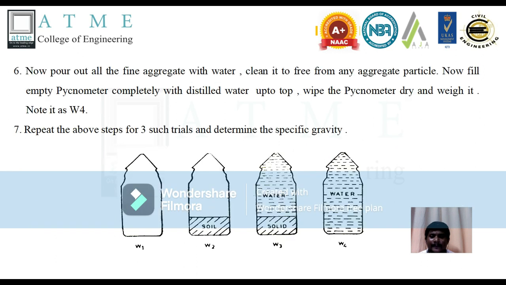Before noting the value, roll the flask in an inclined position to eliminate any air bubbles that are present. After noting the W3 value, pour out all the fine aggregates with water and clean the pycnometer to free it from any aggregate particles.